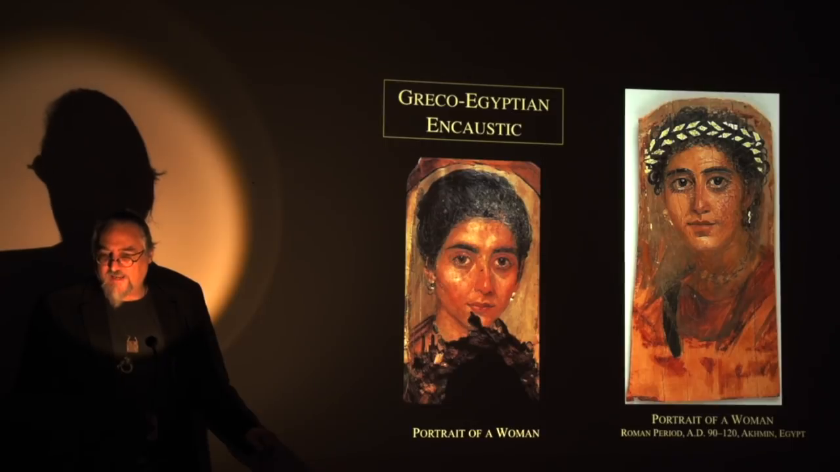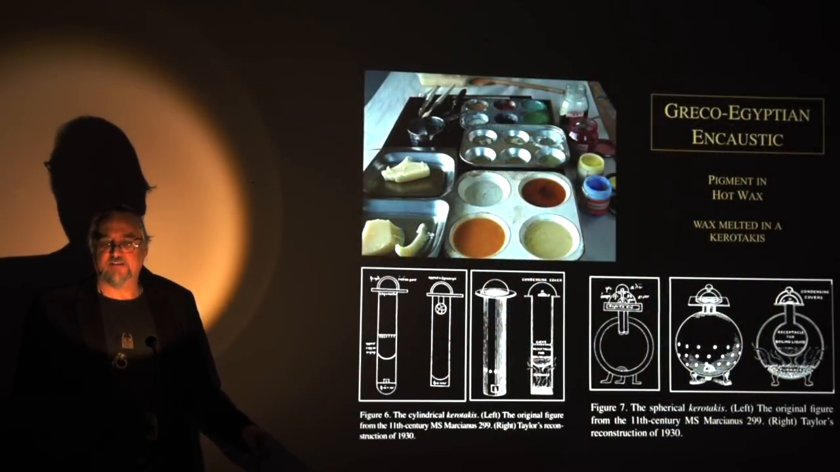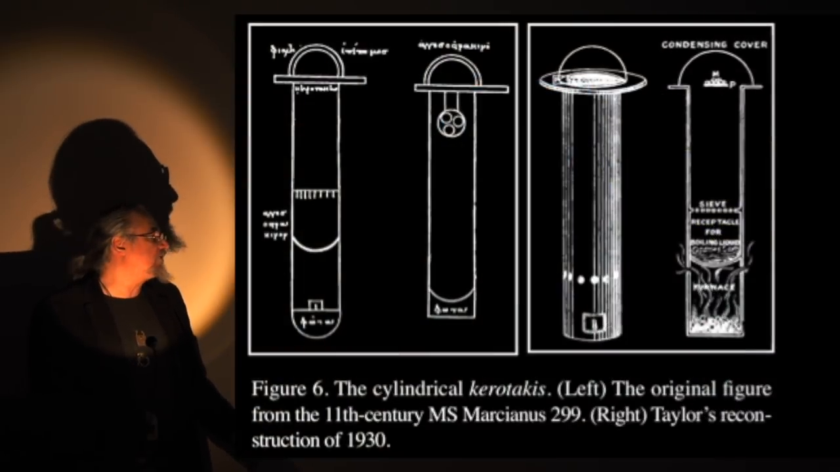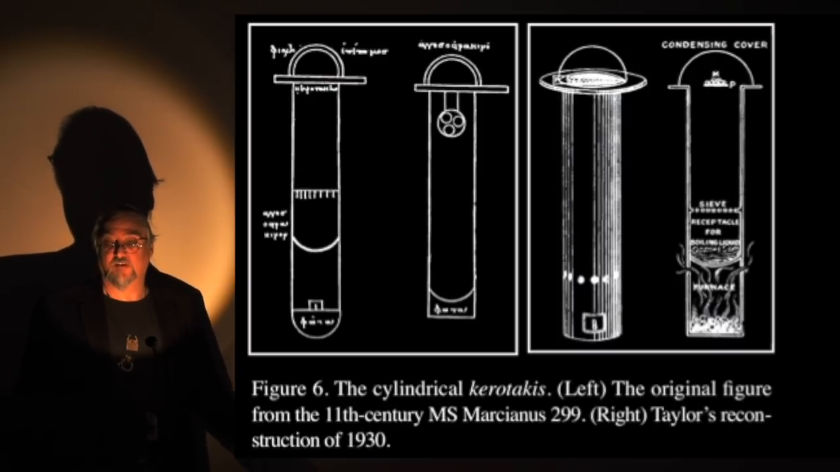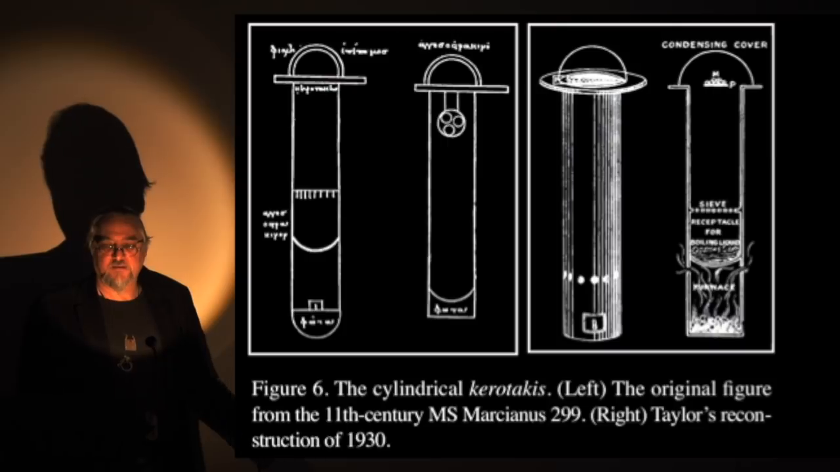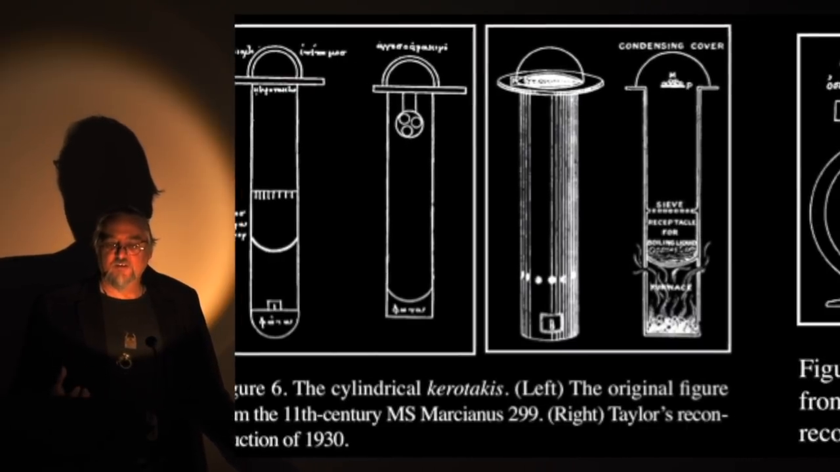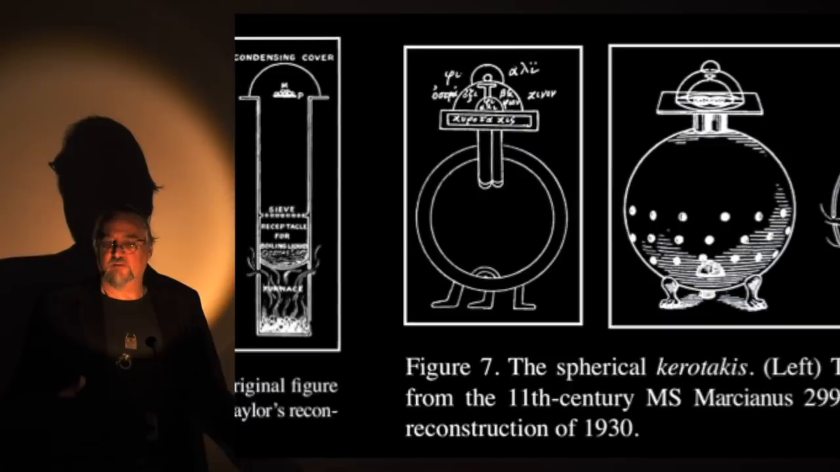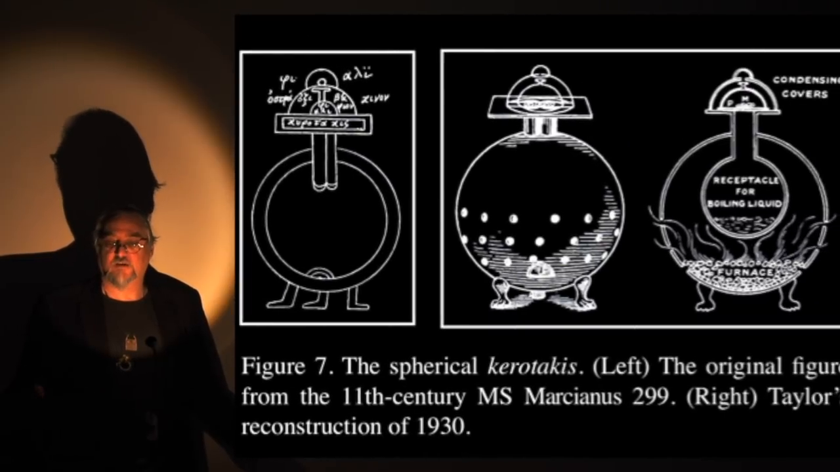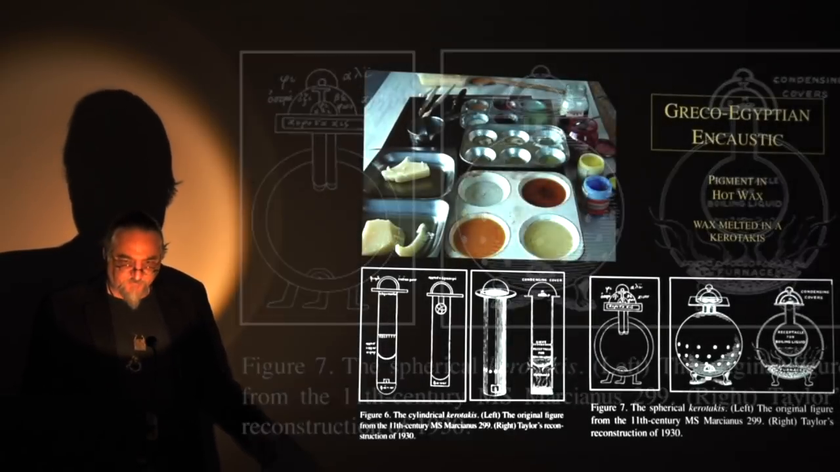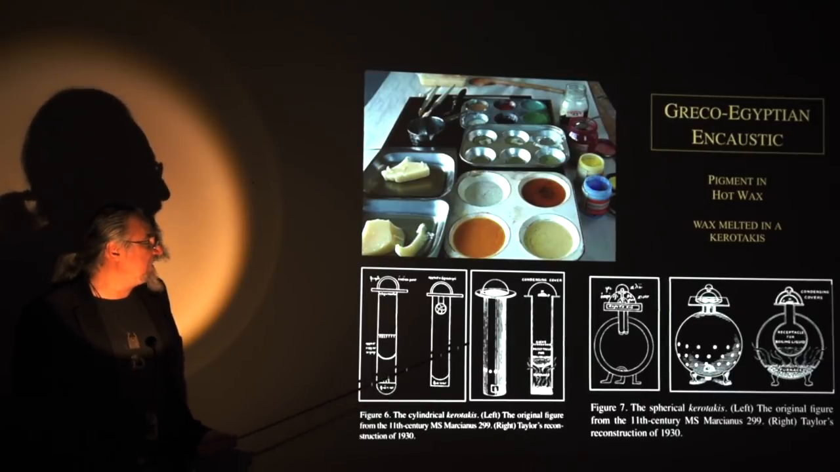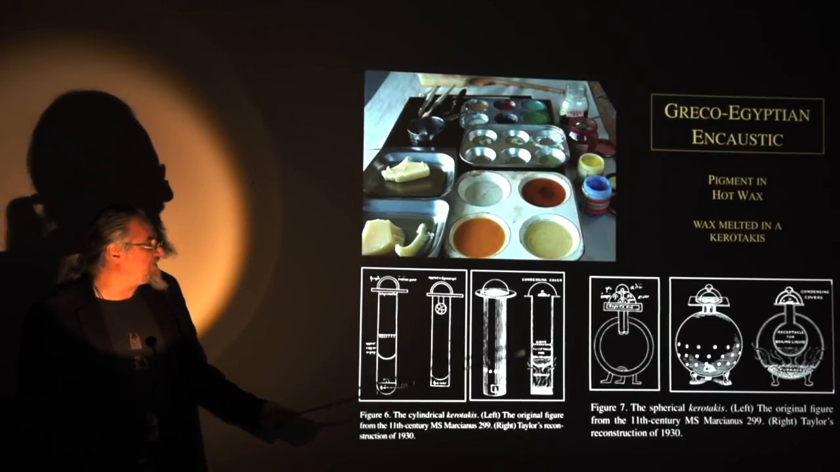Well, he took wax and he melted the wax in a device that was called a kerotakis. Kerotakis is mentioned many times by the alchemist Zosimos, who was also alive in this period, because the kerotakis was a new invention that allowed both the melting of the wax for encaustic, but also for the tinting of metals. And it was used to change the color of the surface of metals. Basically, the substance was placed here, heated, and other substances were placed inside.